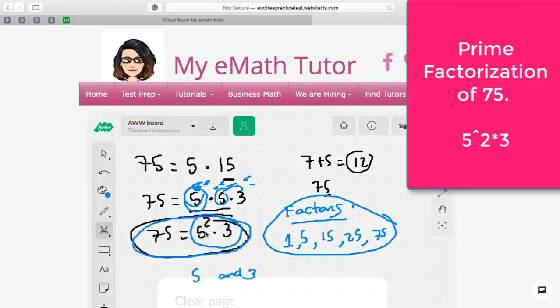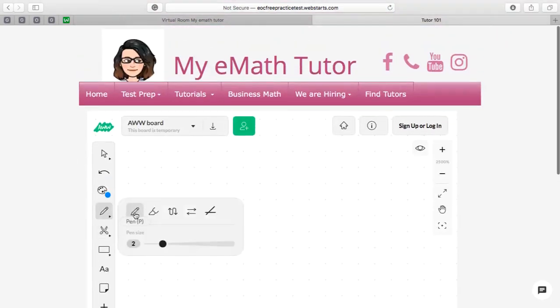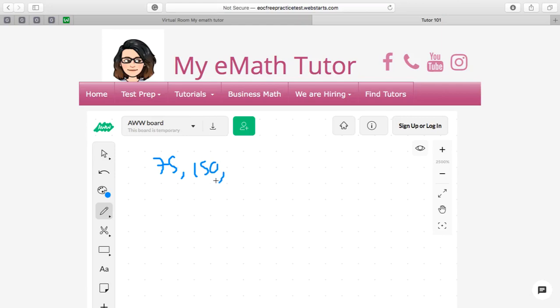Let's do another example. Now, if they ask you what are the multiples of 75, then I will start doing 75 is the first one. Then I will do 75 times 2, which is 150. Then I will do 75 times 3, which is 225. So as you can see, when they ask you for the multiples, you're going to have an infinite amount of multiples, but you're going to have only some factors for a number.